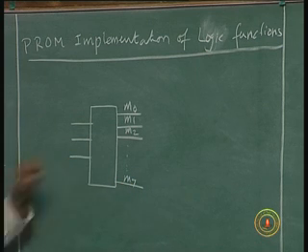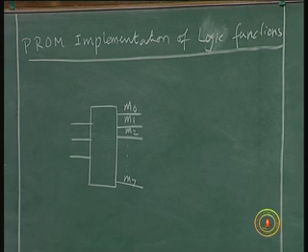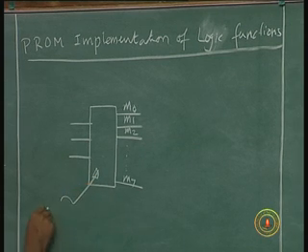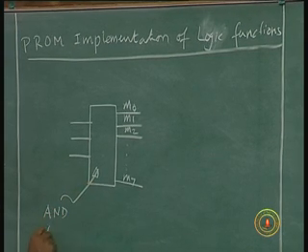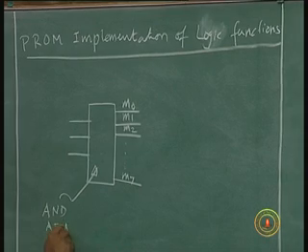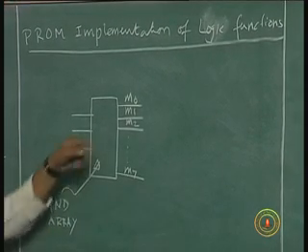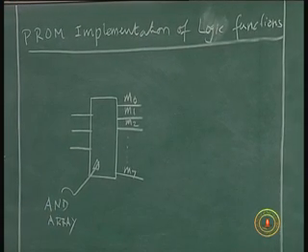And what should be inside this? AND gates, that is all. It is an AND gate, right? I want A bar B bar C bar, I want 3 inverters and one AND gate with 3 inputs. If I want ABC, I need a 3 input AND gate. So, this is an AND array, because a large number of AND gates provide all these minterms. These are the inputs.